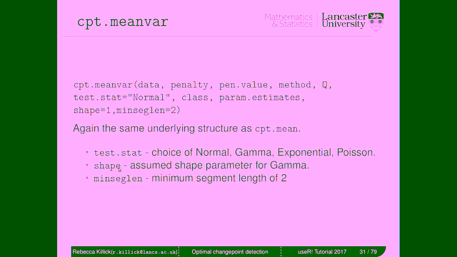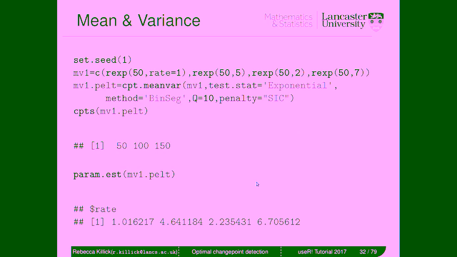So if you know the shape parameter, or you put an estimate of the shape parameter in there, then that will be used by the data. And again, the minimum segment length is 2, because we're estimating a mean and a variance per segment. So again, I've got another example here. Here I'm generating from an exponential distribution with segment lengths of 50 here and different rate parameters coming through. Again, I just do cpt.meanvar, I have to remember to change the test statistic because the default is a normal distribution here, so I'm changing this to exponential.